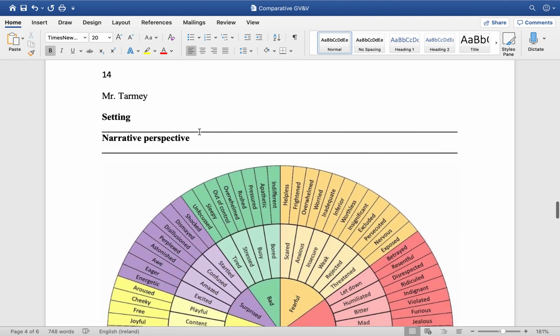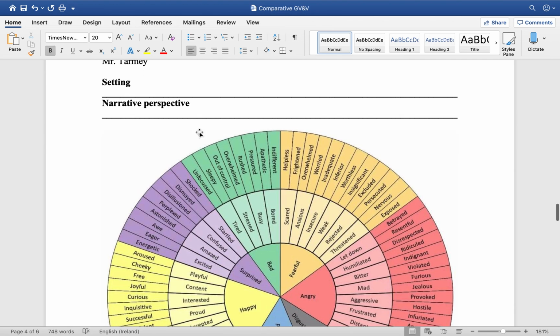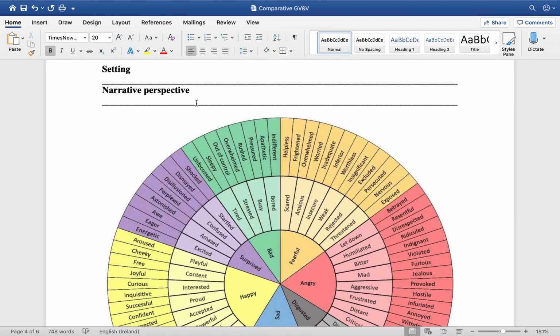Setting. Of course, where the text is set will tell us a lot about what the characters do and feel, and also our interpretation of that setting. Okay. Narrative perspective. How is the story being told? Through whose eyes do we see this text? So that has a major impact.